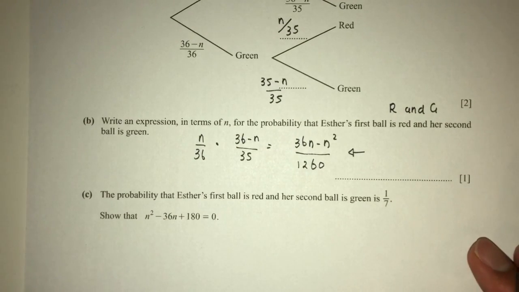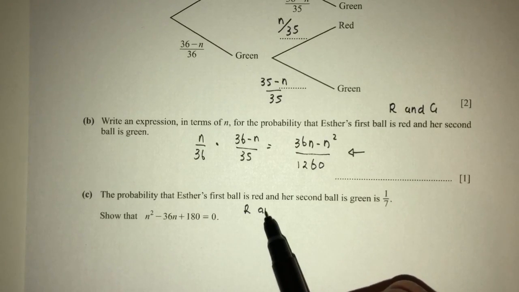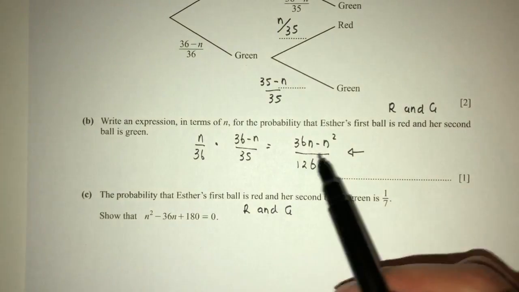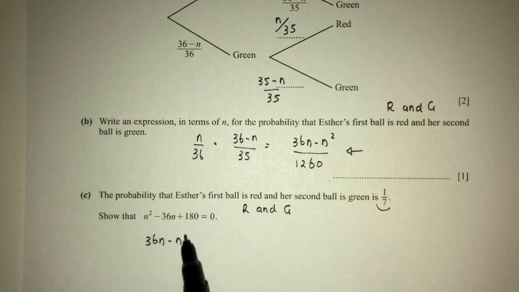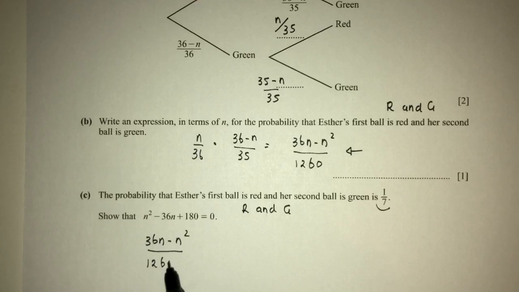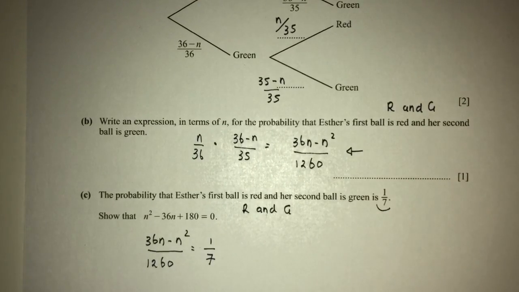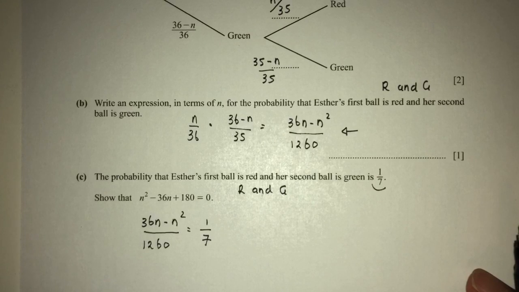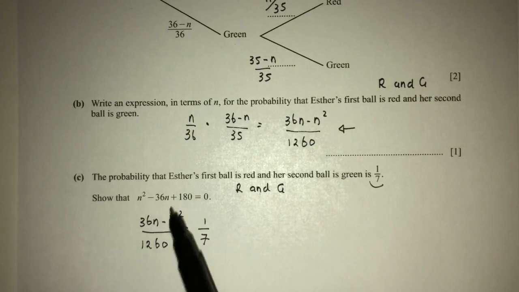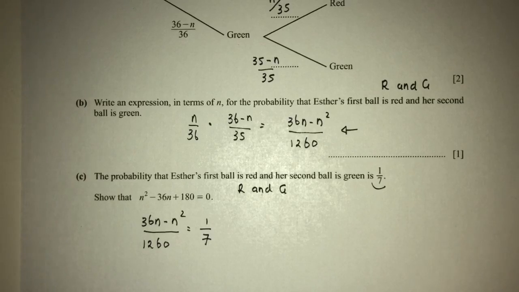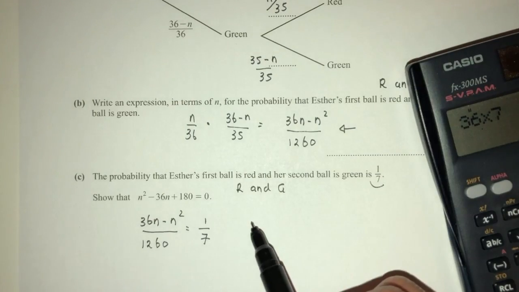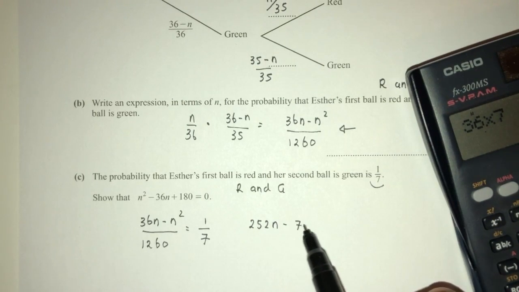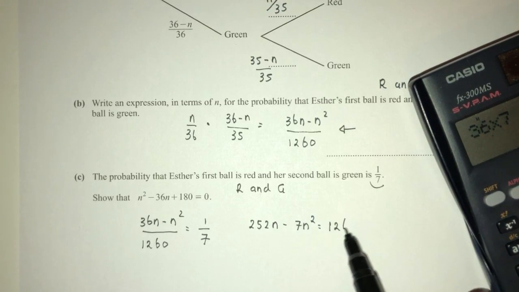Now for part C, let's see what we have. The chance that the first ball is red and the second ball is green, which is this one, is 1 over 7. So we have 36n minus n squared over 1260 is 1 over 7. Now let's see what we can do to express this as this. So first step, we have to cross multiply. You will have 7 times this. So 36 times 7, that will be 252n minus 7n squared, that will be 1260.